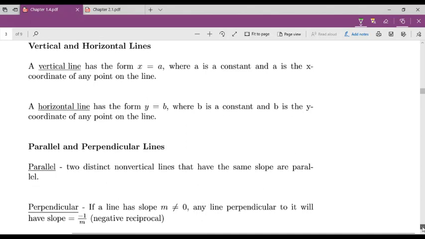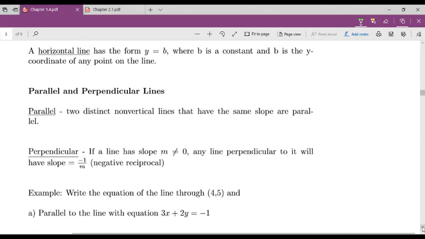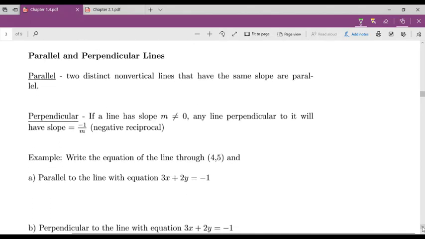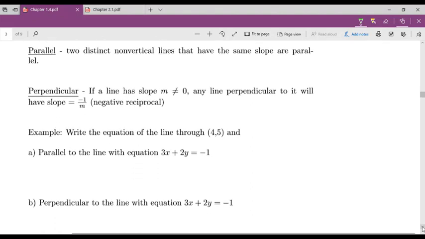Now what gets a little more complex for people is the parallel and perpendicular lines. A parallel line means that two distinct non-vertical lines have the same slope and means they're parallel. Perpendicular line, if a slope has m not equal to 0, so can't have a 0 slope here, but as long as the slope's not 0, any perpendicular to it will have a slope of -1 over m, which is the negative reciprocal. So parallel line has the same slope, perpendicular line has a negative reciprocal slope.